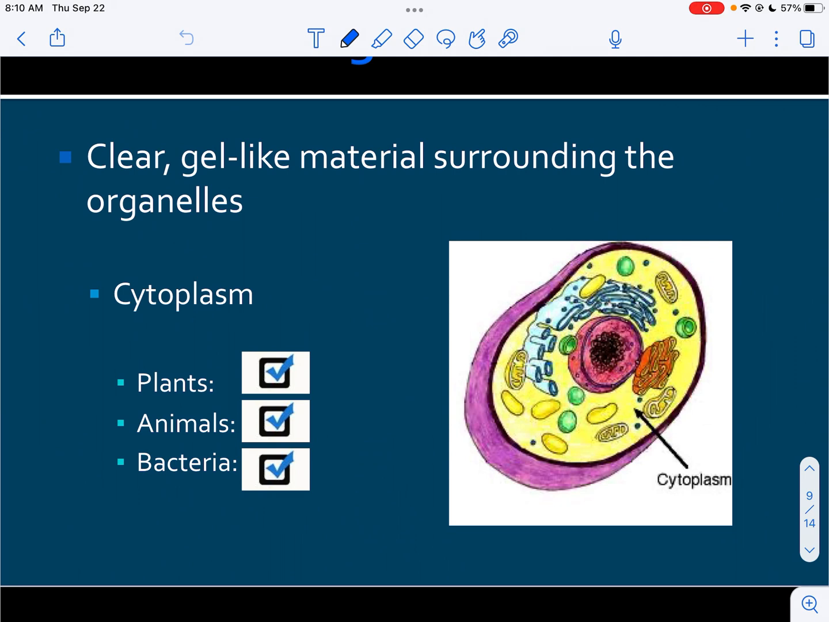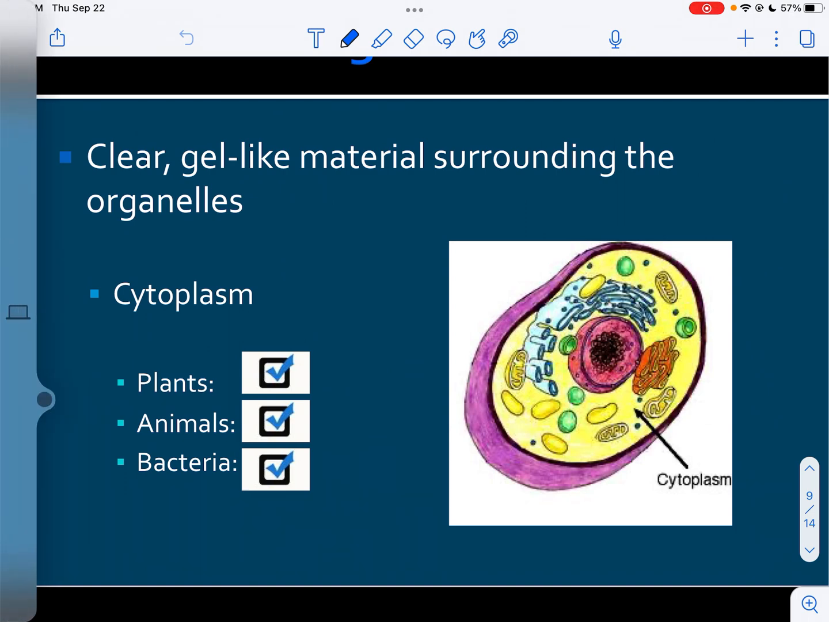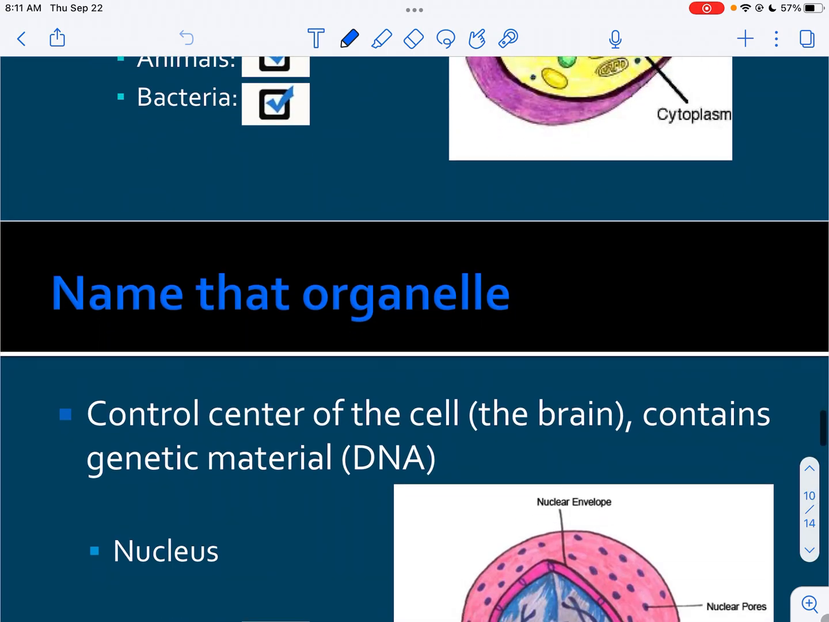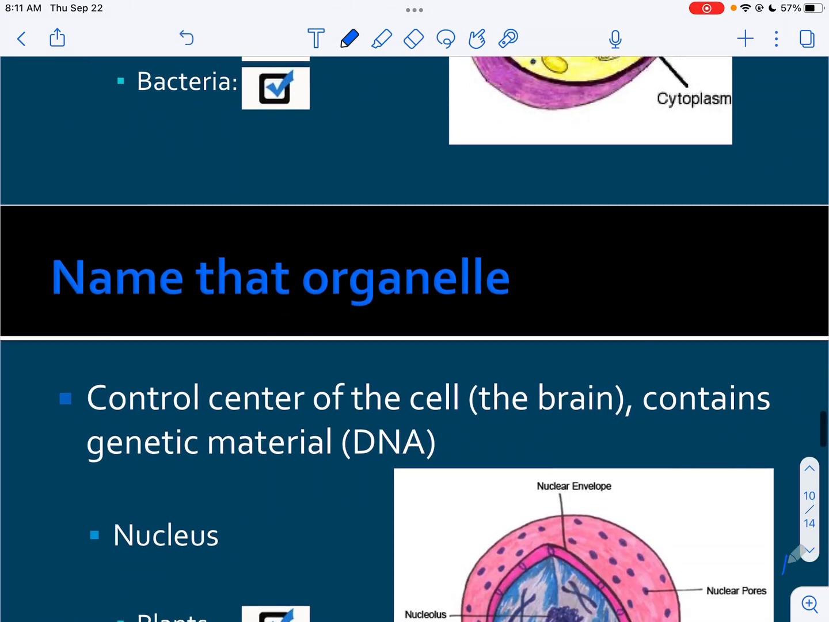Got it? Good. All right, next up is going to be the cytoplasm. Cytoplasm. Let me see if I can slide that up for you guys. Can you see it?